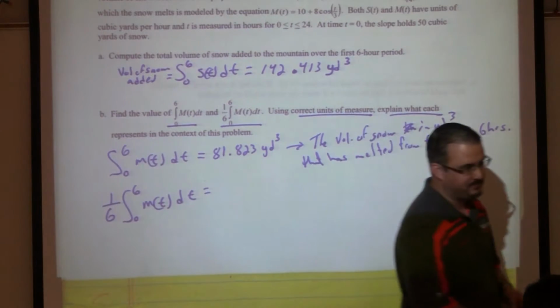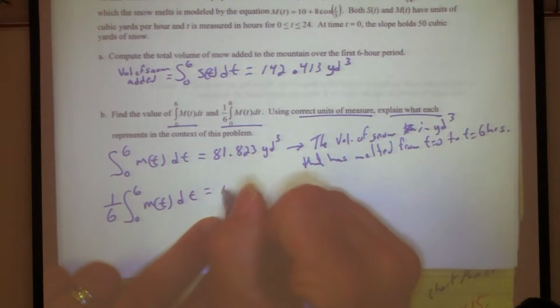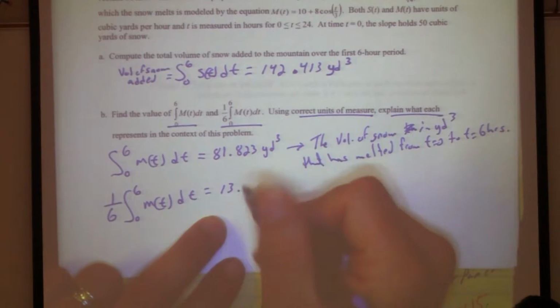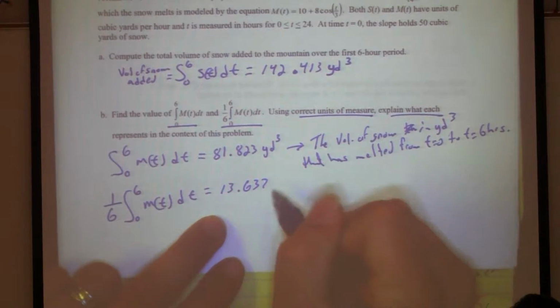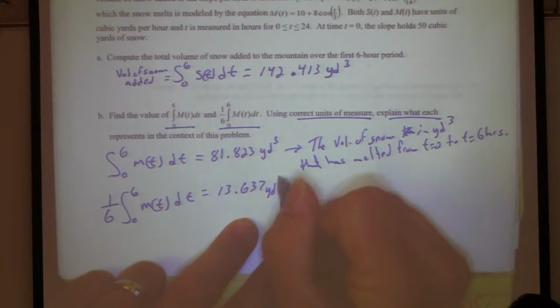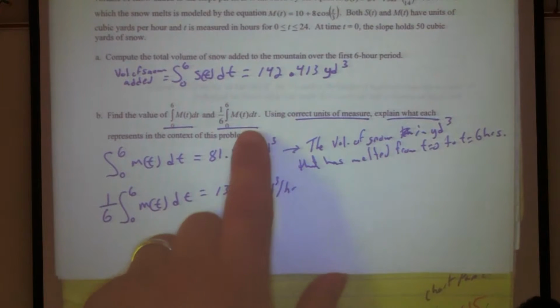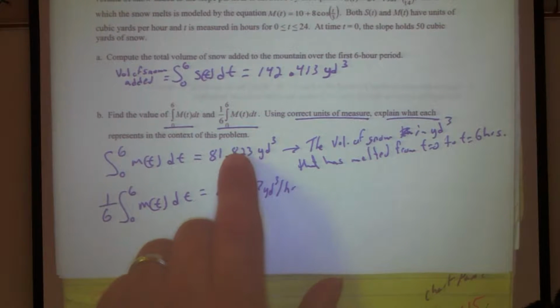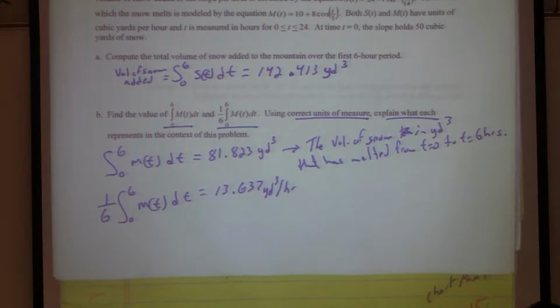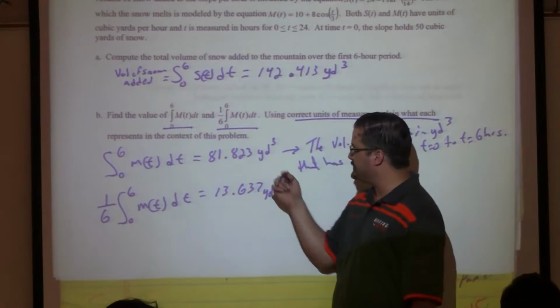Do you understand? Okay, what do we end up with there? 13.637, and what are the units for that? Yards cubed per hour. Because it would be this number up here divided by what? By 6, and the units of 6 are hours, right? So that's how we're getting the cubic yards per hour.